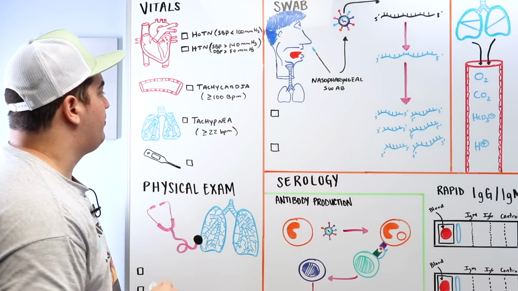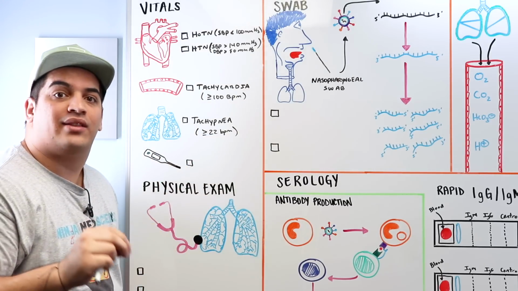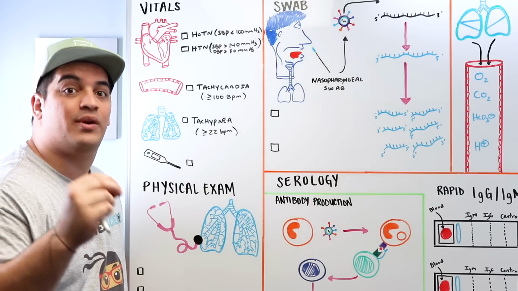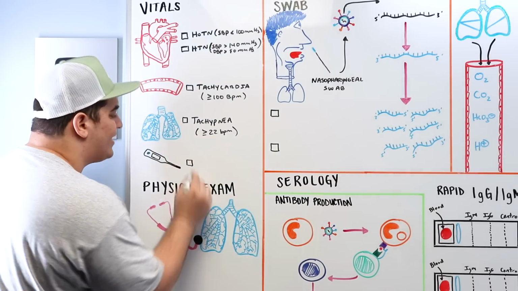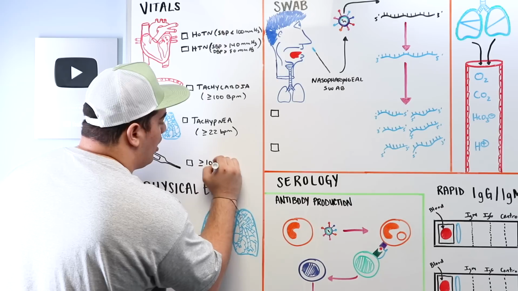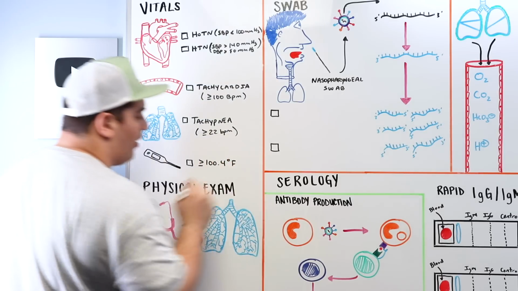So that's another sign. The next thing we want to do is check their temperature. So do an oral temperature, check to see if they're febrile. Are they showing signs of a fever? We consider a fever, the standard, as being greater than or equal to 100.4 degrees Fahrenheit.